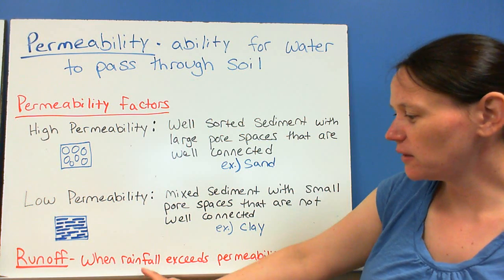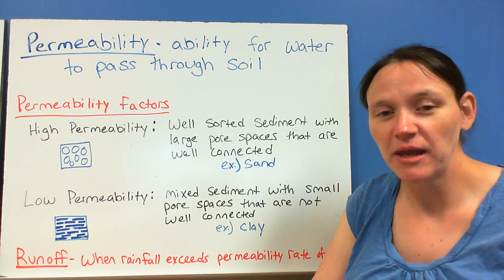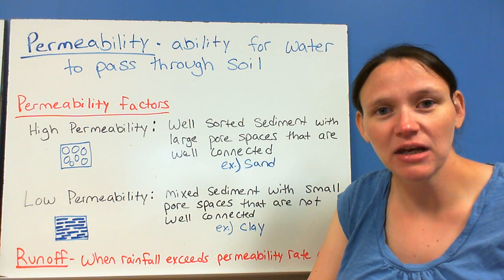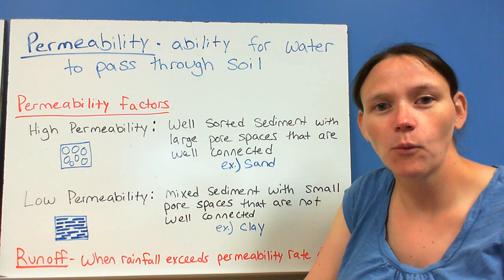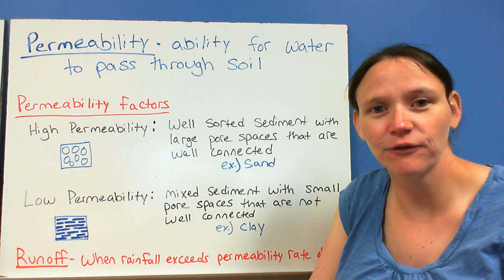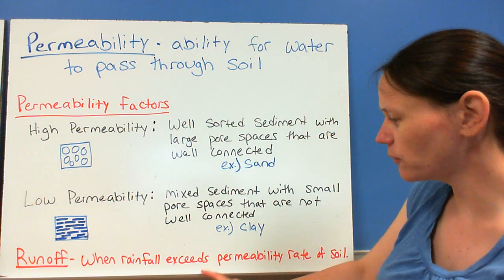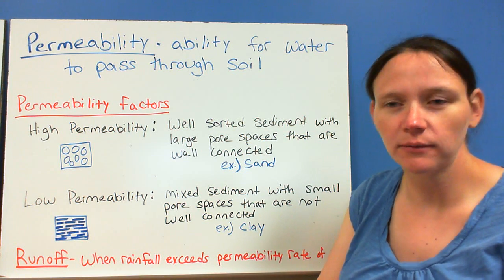So that can definitely be an issue when you start getting into urban areas where there's a lot of pavement. That's why it's really important when you're planning out a city to place drainage areas for the water to go to, because it can't pass through the cement or through the pavement. So runoff is because of low permeability in the soil.